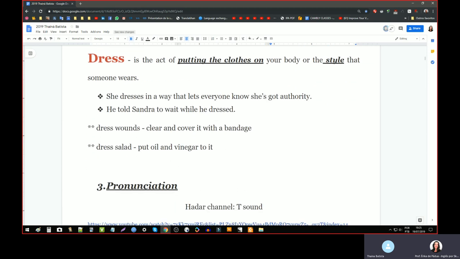What about dress? Dress is the act of putting the clothes on your body, or the style that someone wears. So: she dresses in a way that lets everyone know she's got authority. He told Sandra to wait while he dressed. Here it's used as meaning put on. For example, you can say he told Sandra to wait while he was putting his clothes on. And here it's about the style: in what way does she dress?